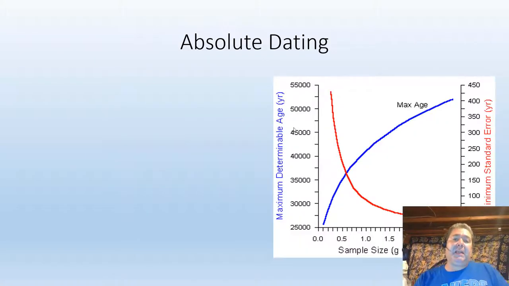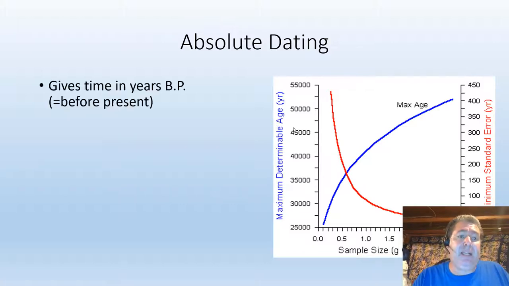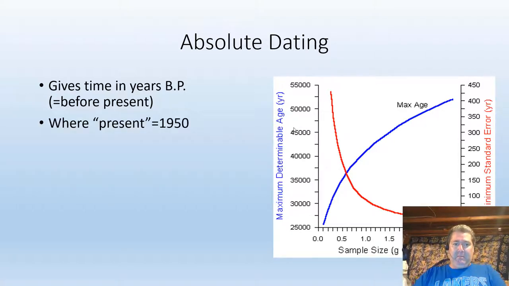Now, the other kind of dating that we have is absolute dating, right? And this is the dating that gives us time in years before present, right? Present being defined as 1950. Why is that? Well, that's kind of when we discovered radiometric dating and started to use it. So they decided you need to set a P for present, and that is 1950. So we are all now living 70 years into the future. Congratulations, right?